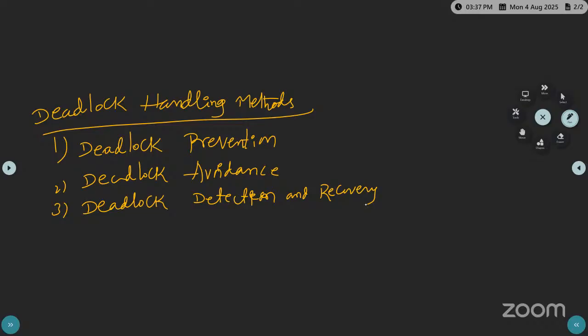In such a situation, we cannot prevent, so it will definitely enter into deadlock. Deadlock will occur. So how to avoid deadlock? That is the next topic, deadlock avoidance. In deadlock avoidance, we find an algorithm called Banker's algorithm. By using Banker's algorithm, deadlock can be avoided. Which algorithm? Banker's algorithm.